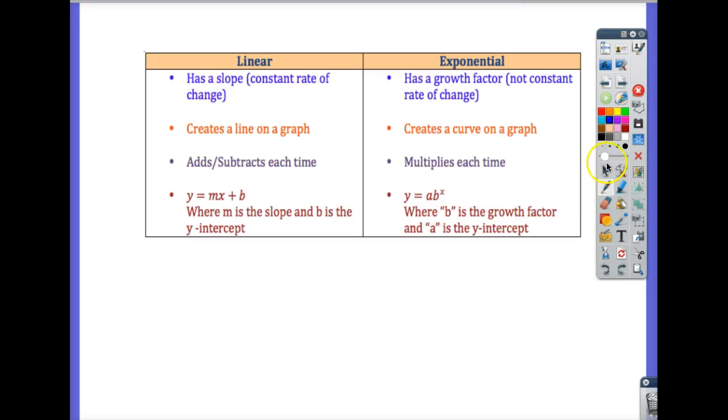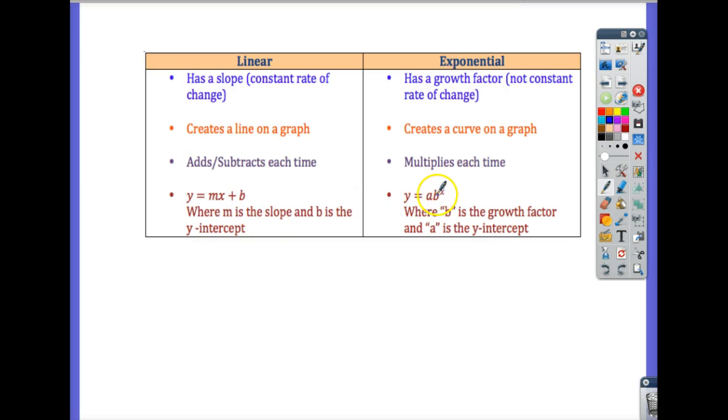Okay, so let's go through some of the main differences between linear and exponential change. Linear has a slope while exponential has a growth factor, which is a constant rate of change versus a non-constant rate of change. When I graph this, linear is going to be a line, obviously a linear line. Exponential will create a curve. Linear will add or subtract each time. Exponential multiplies each time.